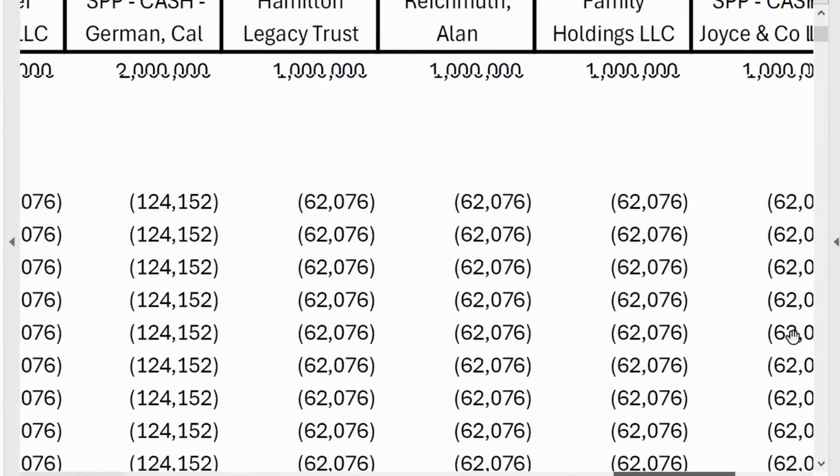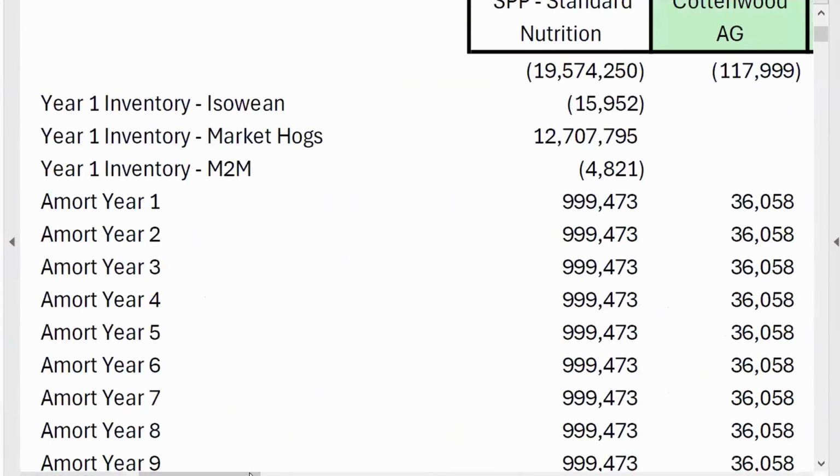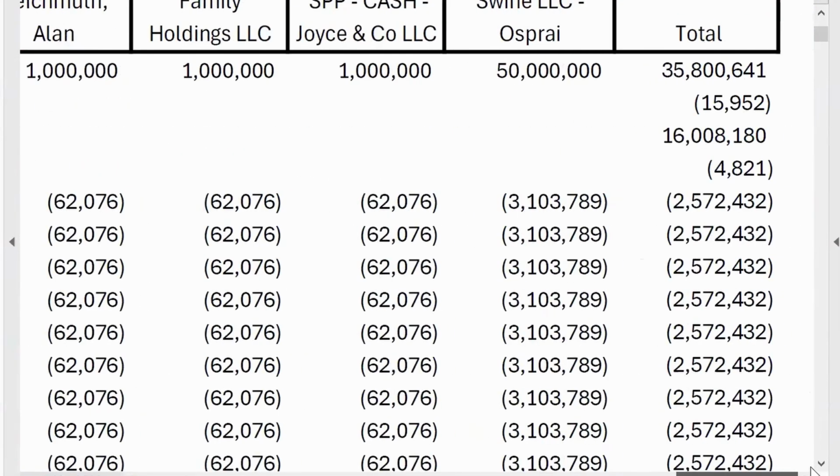So my M1 in the total column would be $16 million as an add. And that $16 million add wouldn't affect Osprey, Joyce, Holdings LLC, so on and so forth. It would only affect Standard, Cottonwood Ag, and those other people. So this to me is a good document. This is how I'd do it. Does that make sense, Kenny?